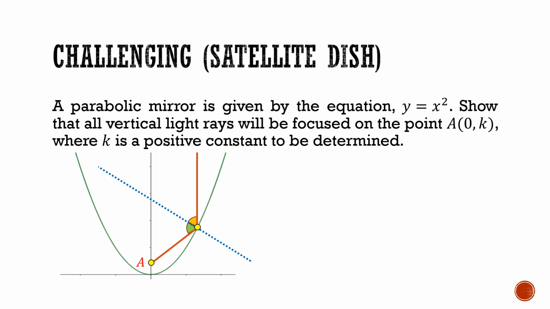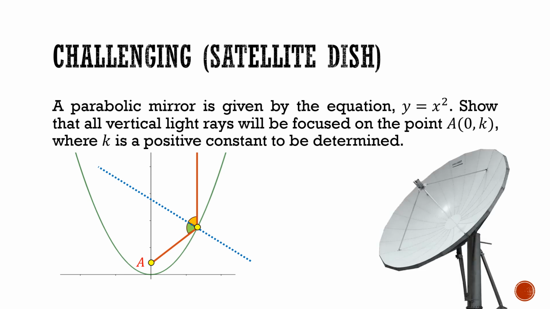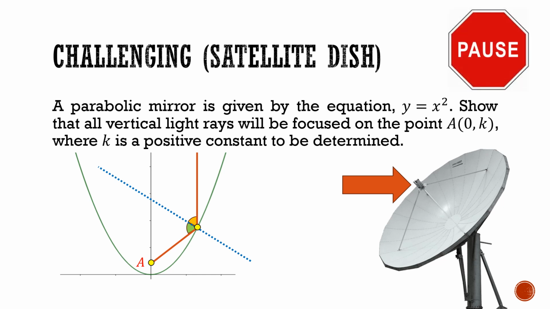We want to show that this point A is a constant. So for every vertical light ray that lands on this parabola, it will always be focused onto this point A. This point A lies on the y-axis, and we can give it a value (0, k), where k is going to be a positive constant that you have to determine. If we think about the real-world application, if we have a satellite dish, what I'm asking you to find is where this point is that every ray will reflect to. So think about this, pause the video here, and give this question a good try.